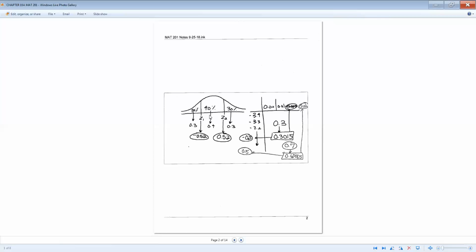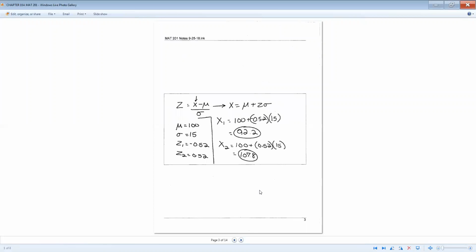Once again, the z-score that separates the lower 30% is negative 0.52. You get that from the chart. And then the z-score that separates the upper 30% will be positive 0.52. Remember, it's symmetric about the mean. All right. So now those are our data values, which are represented by X.